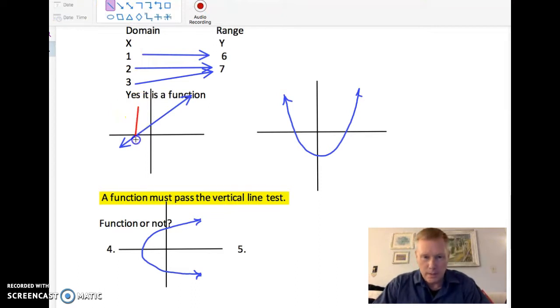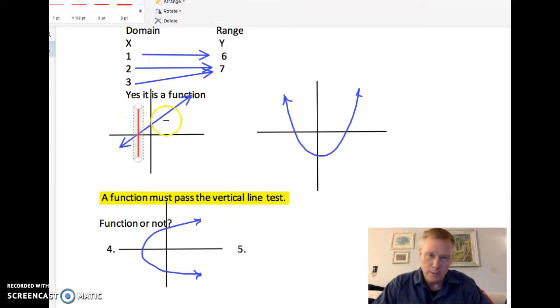So if I put a vertical line right through here, does it hit the blue line in more than one spot or only one spot? One spot, one spot. You can see the red lines are my vertical lines. Vertical means up and down. So you choose any spot you want on there, put a vertical line through it, and see, is it a function? In this case, it only hits the blue line at one spot, therefore it is a function.